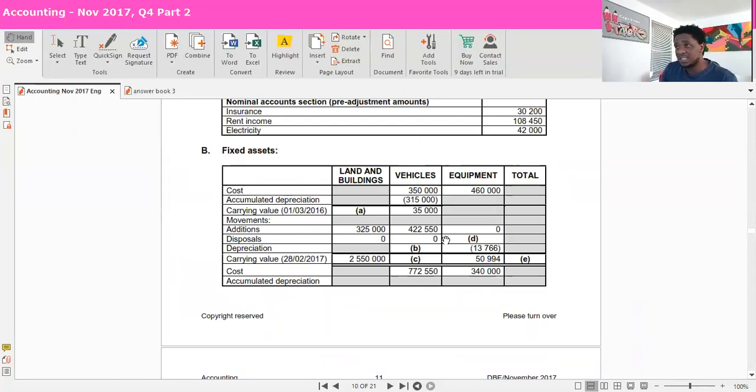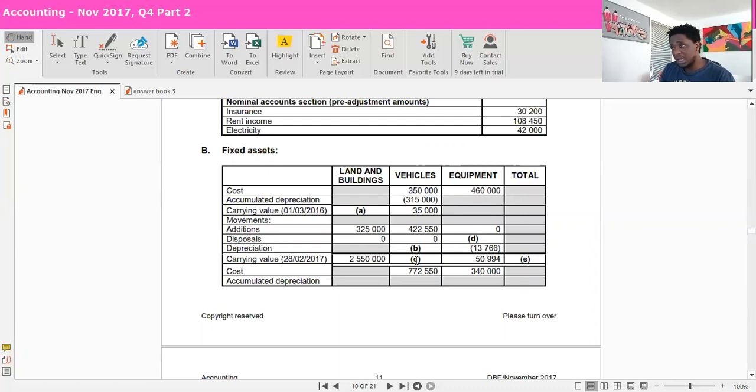So this is a fixed asset note. The way a fixed asset note works is that you have a cost, and then minus accumulated depreciation, and then you have a carrying amount. To get the carrying amount at the end, you take the carrying amount at the beginning of the year, plus additions, minus disposals, and minus depreciation, and then that gives you the carrying amount at the end.